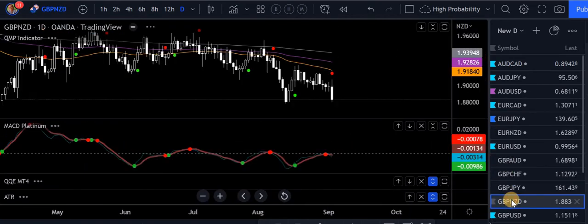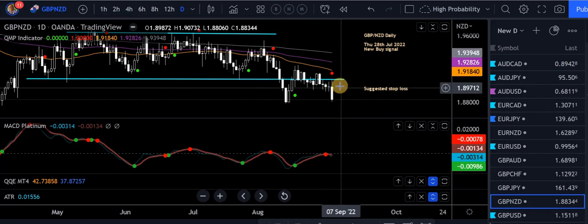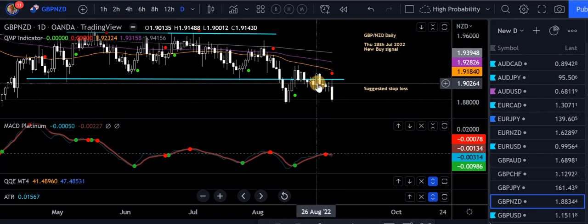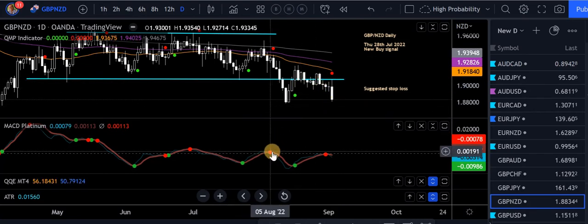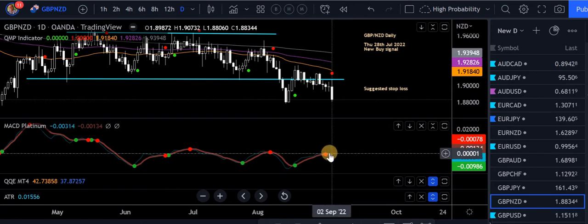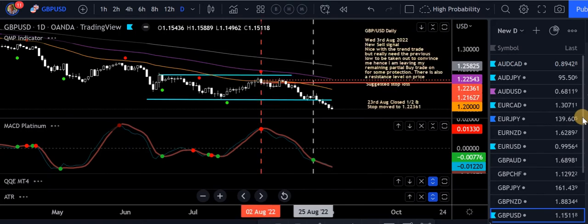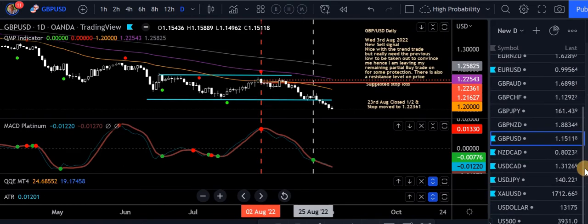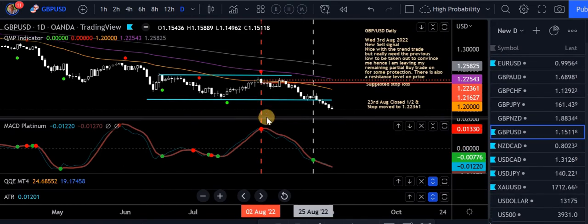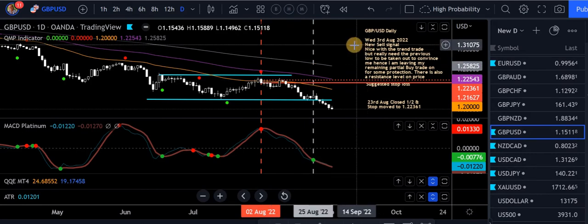Pound New Zealand, same deal. It's a bit more aggressive, but it's definitely tough to trade at the moment. Look at the MACD, it's just sort of hugging the zero level. Right, Pound USD. We have got a trade on one of the pound pairs, this one. We're going to sell from back here on the 3rd of August.